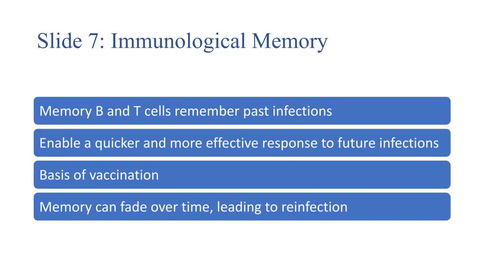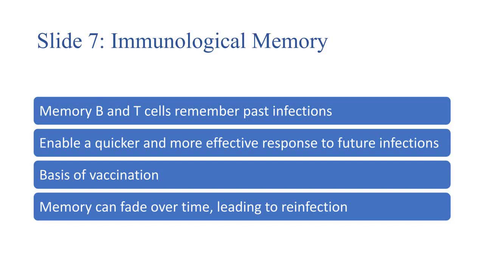On our seventh slide, we will discuss the concept of immunological memory, which is a crucial component of the adaptive immune response. Memory B and T cells are long-lived cells that can remember past infections and mount a rapid and effective response to future attacks by the same pathogen. This is the basis of vaccination, which involves exposing the immune system to a harmless form of a pathogen to stimulate the production of memory cells.